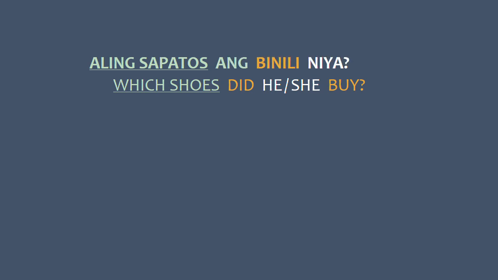Now, let us say you want to be specific. Halimbawa, you want to say, which shoes did he or she buy? So here you specify the object, shoes. Now in Tagalog, you say, aling sapatos. Sapatos means shoes. Aling sapatos ang binili niya? See the difference? We say aling with an ng at the end and then the object. Okay, so that's how you say that.